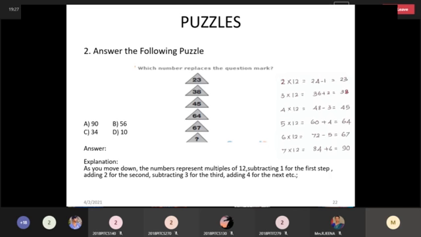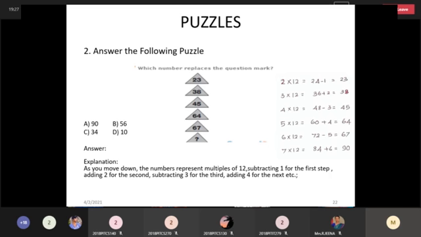So we have 2 into 12. The multiples of 12, subtracting for the first step, then adding 2, then subtracting 3, then adding 4, subtracting 5, adding 6. So 2, 3, 4, 5, 6, 7. So 2 into 12 is 24. Here subtracting 1, that will be 23.